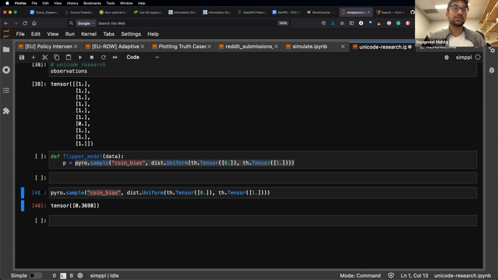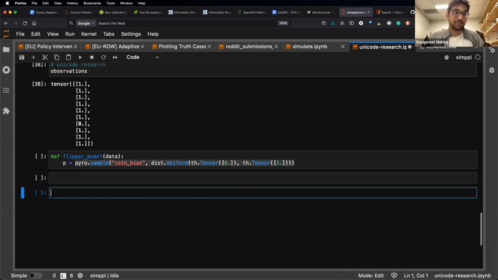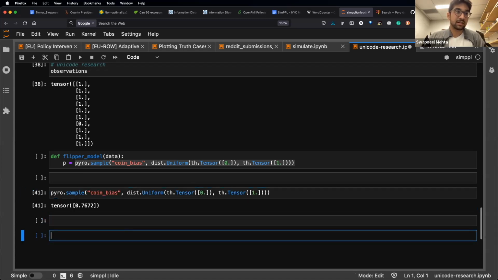The reason Pyro needs to know what you're sampling is because it builds this sequence of how samples occur, and I'll get to the inference part after this. But basically, it's the same sampling with a different syntax that is specific to Pyro. So I have sampled a certain value, and if I rerun this, it will give me different samples from the uniform distribution, ranging from 0 to 1.